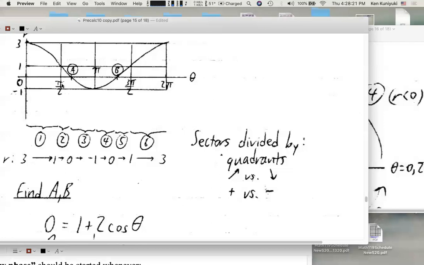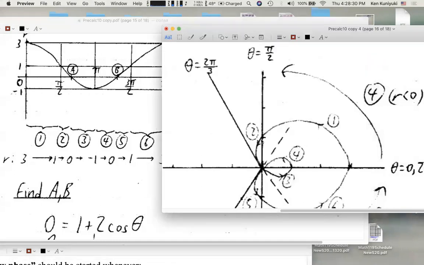And then in phase 2, we're in quadrant 2, r is positive, and we're moving towards the pole. r is decreasing from 1 to 0. We're moving towards the pole. It turns out that a is 2 pi over 3. r equals 0 at 2 pi over 3. I'll explain that in a minute. So then at 2 pi over 3, we're at the pole.